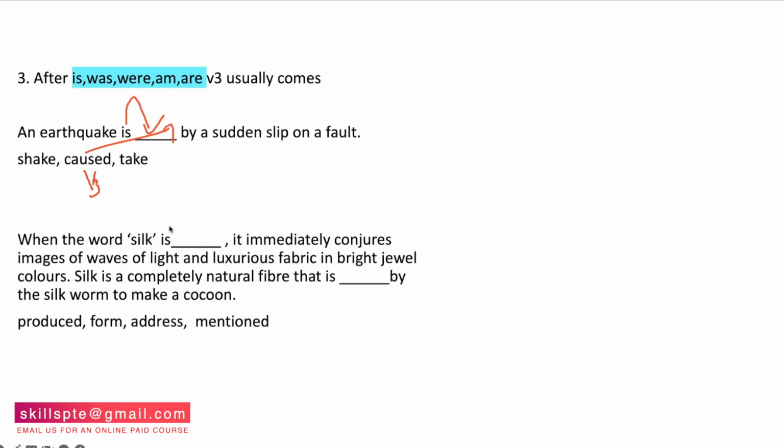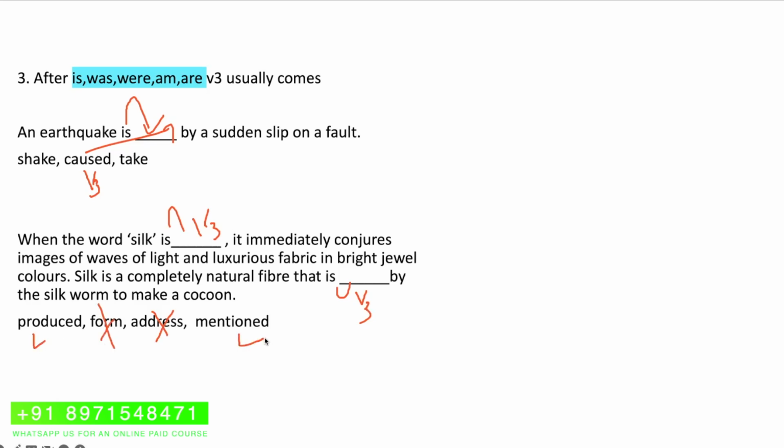When the word silk, after is, verb 3. So addressed should be there. Address is wrong. Formed should be there. Formed is wrong. Form is wrong. So produced or mentioned. Now go with the context. When the word silk is produced, the word is produced when the word silk is mentioned. Natural fiber that is produced. So most of the blanks you can actually do at a lightning speed when you know things in advance.